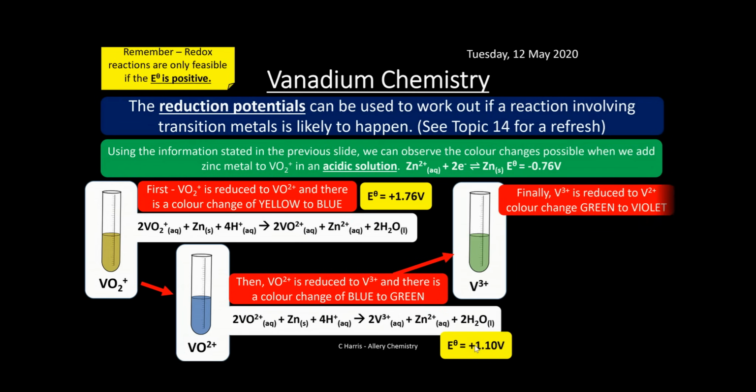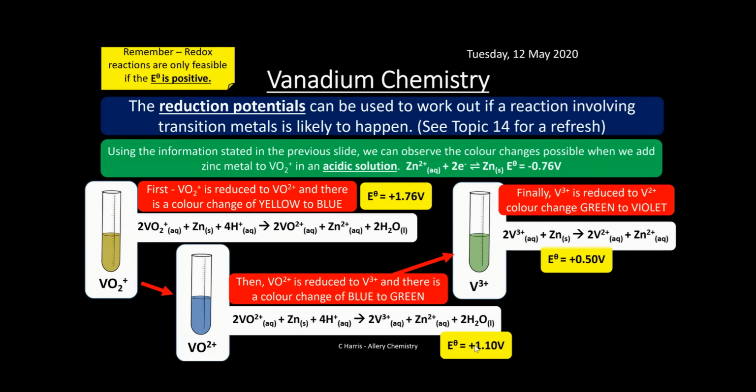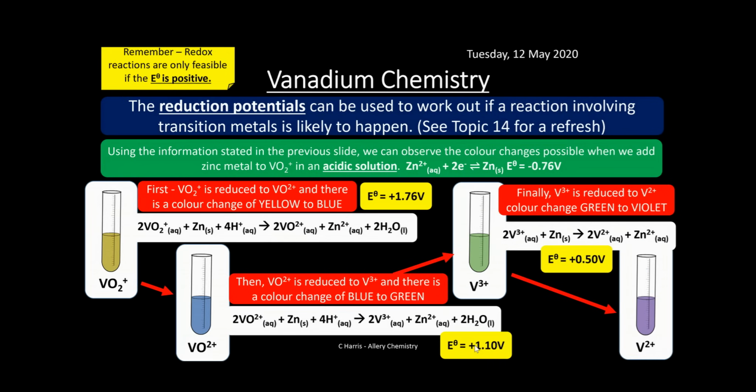And so the final step is the V3+ is reduced to V2+, and the colour change goes from green to violet. So there's the reaction, and it goes to V2+. Again, the E0 value, you can see there, is still positive, so it's still a feasible reaction to do.